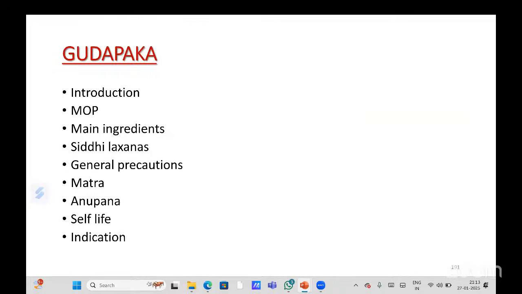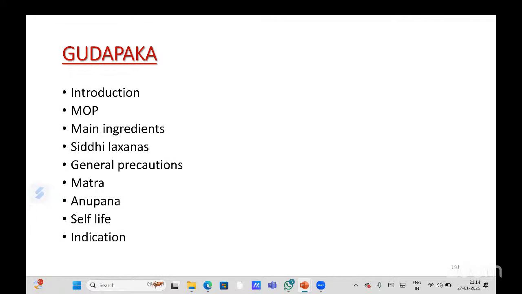Coming to the Gudapaka, if it is asked for 5 marks, you have to briefly write these points. If it asks for a long answer, again you have to write the Gudapaka introduction. Why it is called Gudapaka? Because the Guda is the main ingredient. So for that reason, it is said to be Gudapaka. Method of preparation. Any examples are there? That time you have to write the ingredients, Siddhi Lakshanas, general precautions.